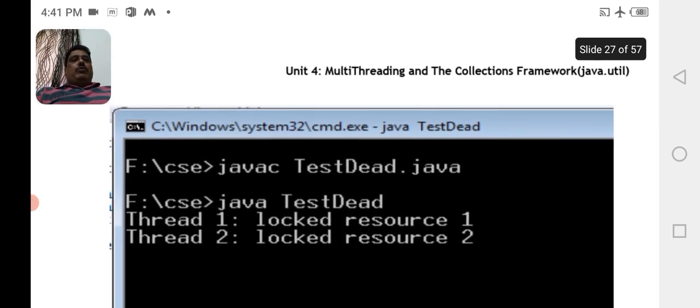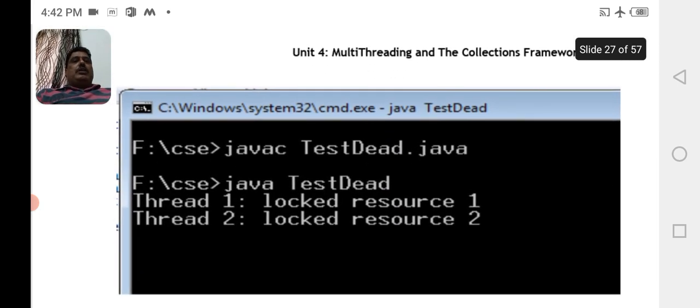So the output of the above program: Thread 1 locked resource 1, Thread 2 locked resource 2.